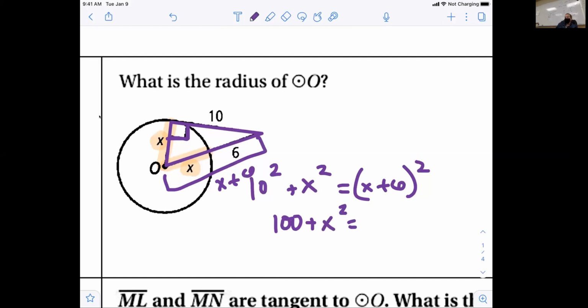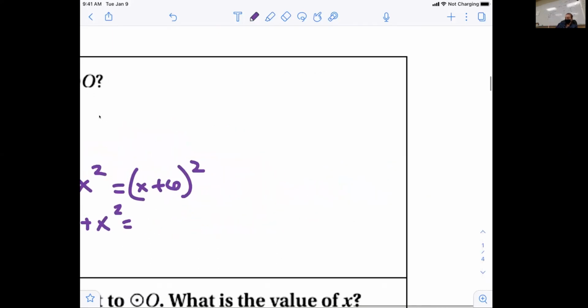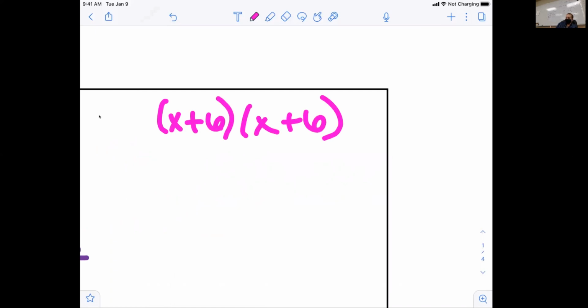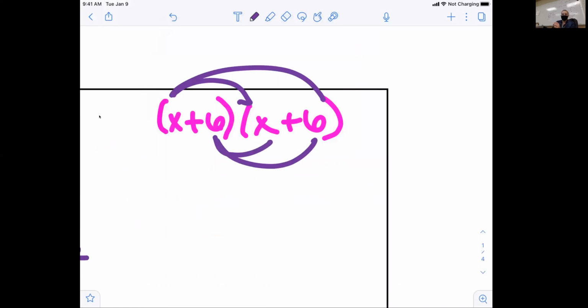My biggest thing, you need to FOIL this X plus 6. You don't get to square X, you don't get to square 36. You have to FOIL it out. So I'm going to do it over here. Okay, give me 1 second. X plus 6, X plus 6. And you have to make sure that you do X times X, X times 6, 6 times X, 6 times 6. Okay, so make sure that you FOIL it all the way out. And then get your answer.